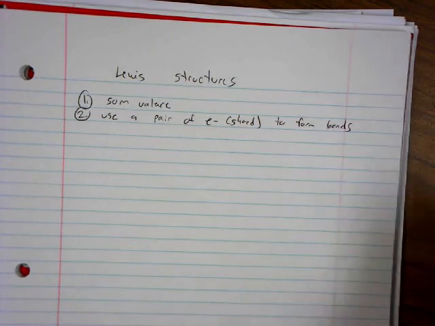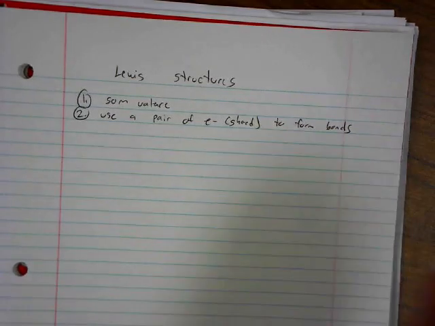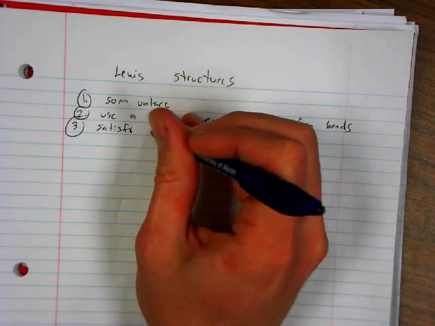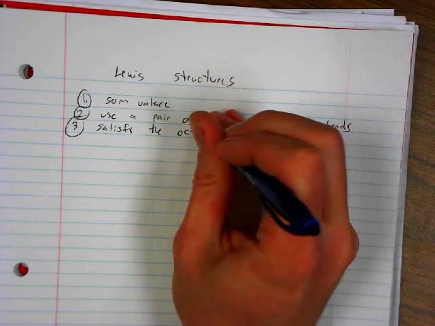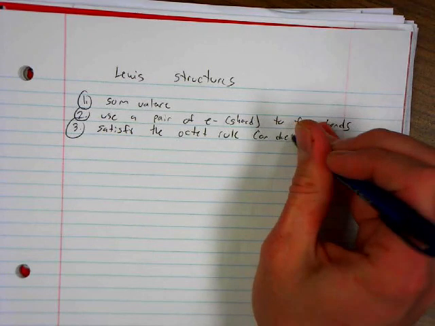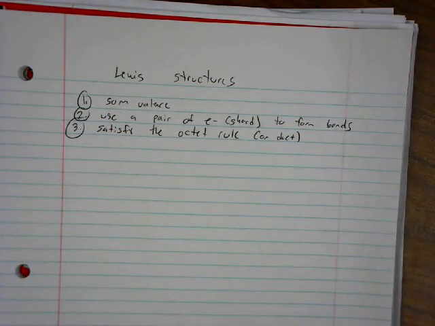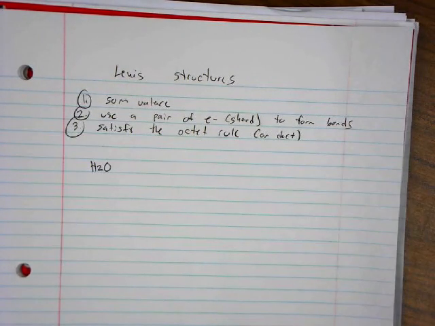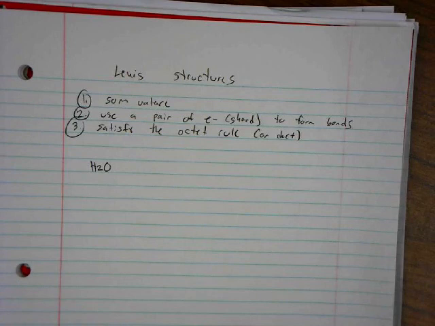Step 2 is use a pair of electrons, which will be shared. A shared pair of electrons to form bonds. And we did this a little bit in the notes: a bond is a dash. And then step 3 is satisfy what rule? No, good guess though. The octet rule. Satisfy the octet rule, or, parentheses, the duet rule. Because for some, right, there's 2. They only want 2, right?